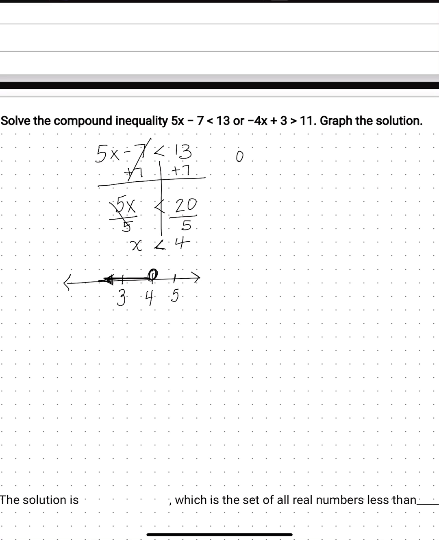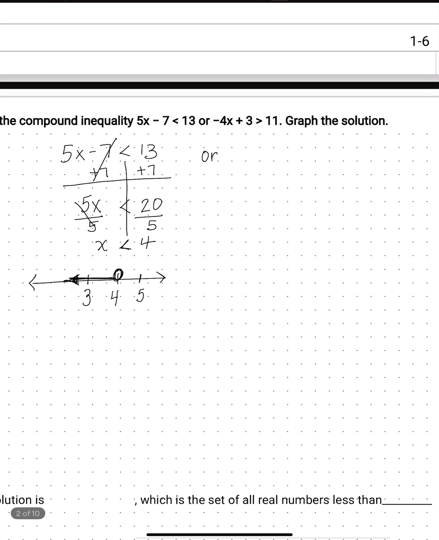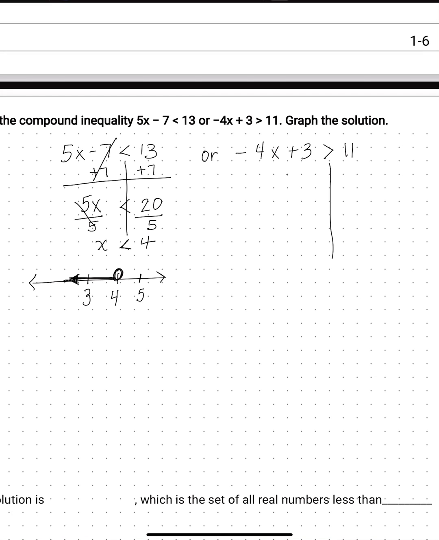Now we're going to do the second part of the inequality, or the solution could be negative 4x plus 3 is greater than 11. Again, we want the term with the variable x in it to be isolated. So the inverse of adding 3 would be to subtract 3. And whatever we do to one side of the inequality, we have to do to the other to keep it balanced. So therefore, negative 4x is going to be greater than 8. 11 minus 3 is 8.